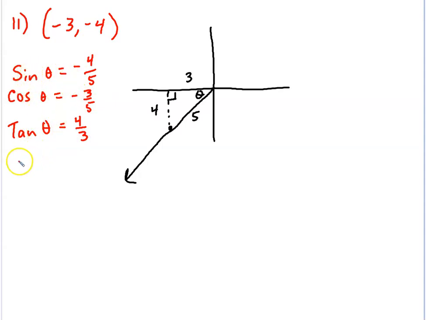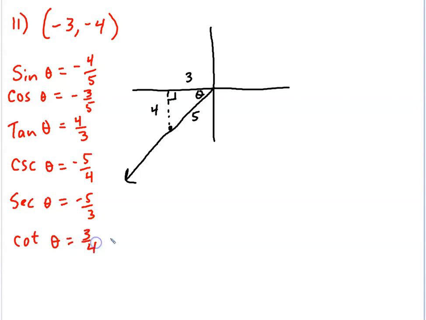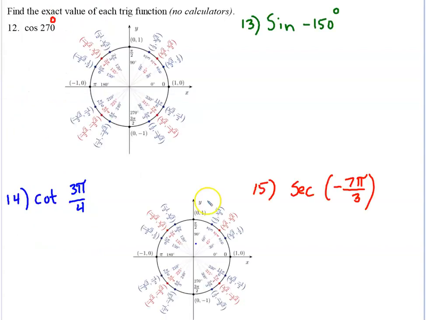So for sine, that's cosecant. And that's just going to be negative 4/5 flipped over. So that's negative 5/4. Cosine is secant. Same thing, that would be negative 5/3. And for tangent, that's cotangent, and that would be 3/4. And there's your answer for number 11.